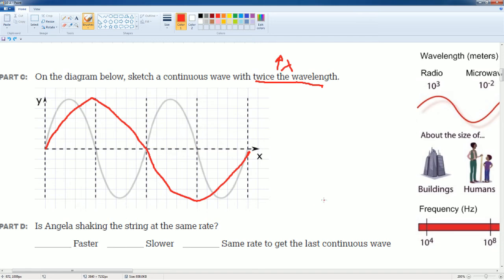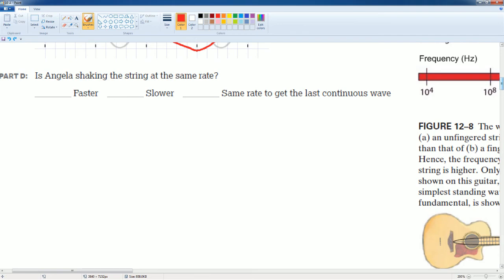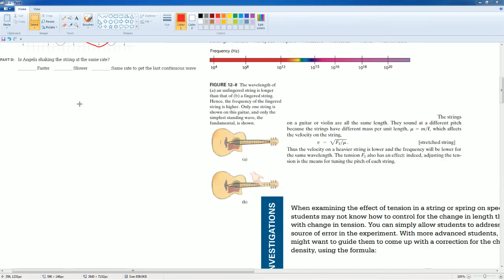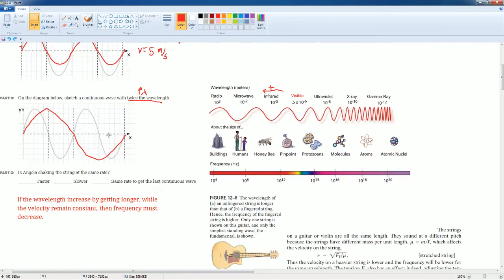Is Angelica shaking the string at the same rate? This question has multiple parts. The first part you want to think about is this: if the wavelength here increases because it gets longer, exactly like what it says here, twice the wavelength, while the velocity remains constant, the frequency must decrease. That's how it looks.